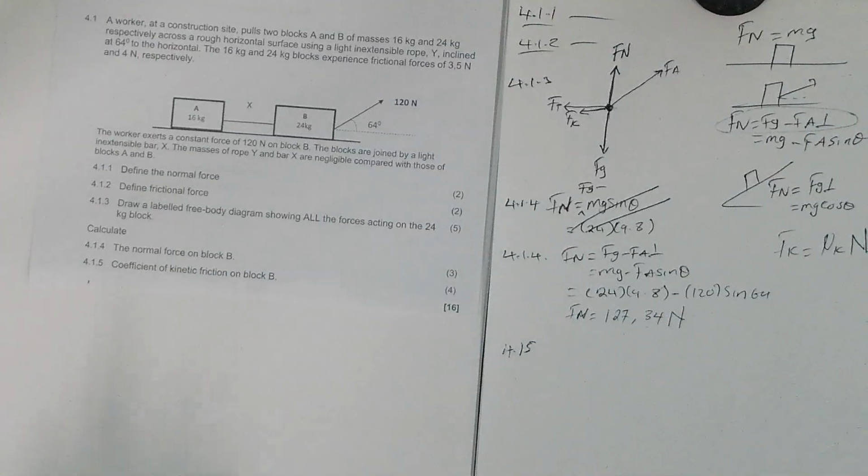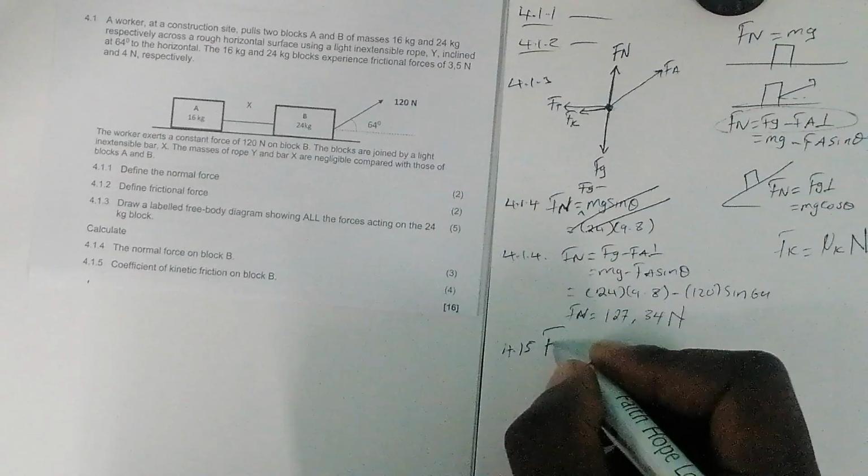A worker at the construction site pulls 2 blocks A and B of masses 16 kg and 24 kg respectively across a rough horizontal surface using a light inextensible rope inclined at 64 degrees to the horizontal. The 16 kg and the 24 kg blocks experience frictional forces. So the first one is of block A or 16 kg. Then the second one is of block B, meaning that this kinetic frictional force here belongs to the 24 kg block.